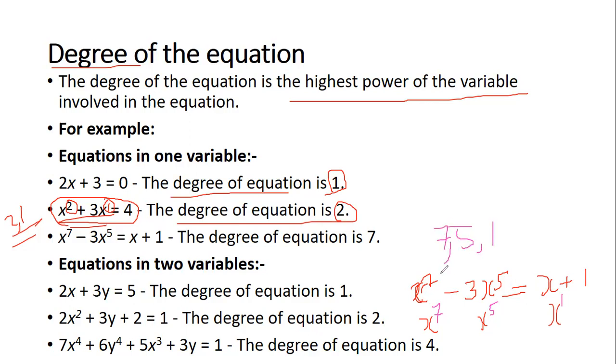Now out of 7, 5, 1, which is the highest number? 7 is the highest number. Everybody will agree to that. So the degree of this equation is 7. So what is the degree of equation? The highest power that is available for a variable. Everybody understood? What is the degree of the equation now?